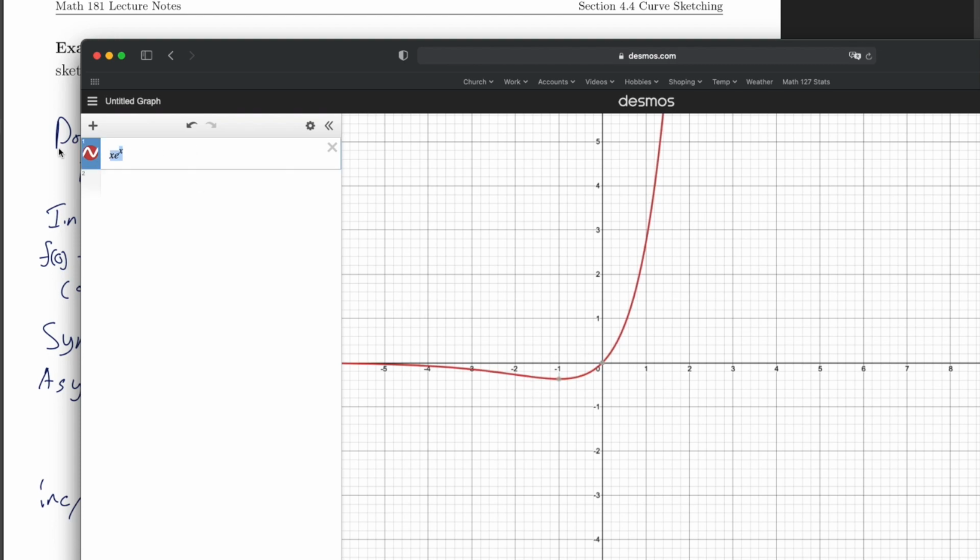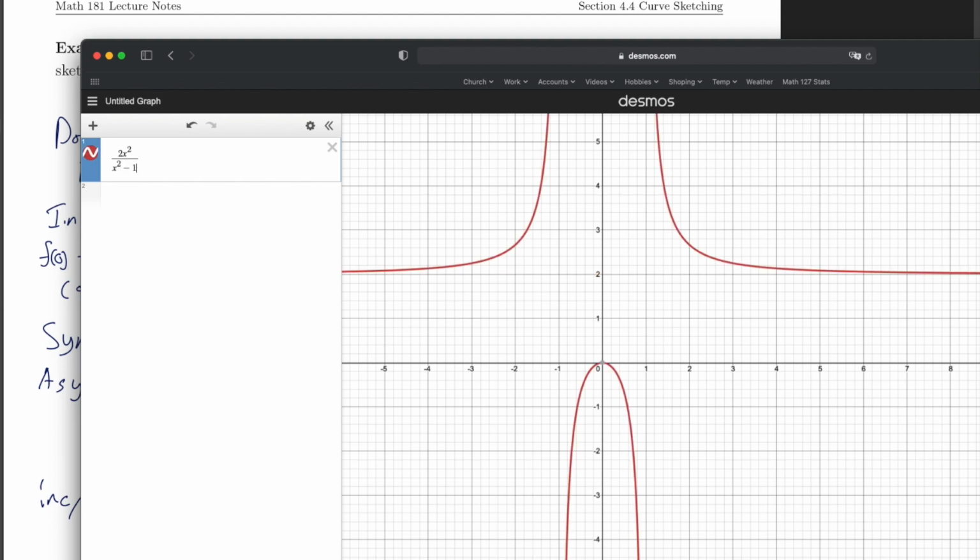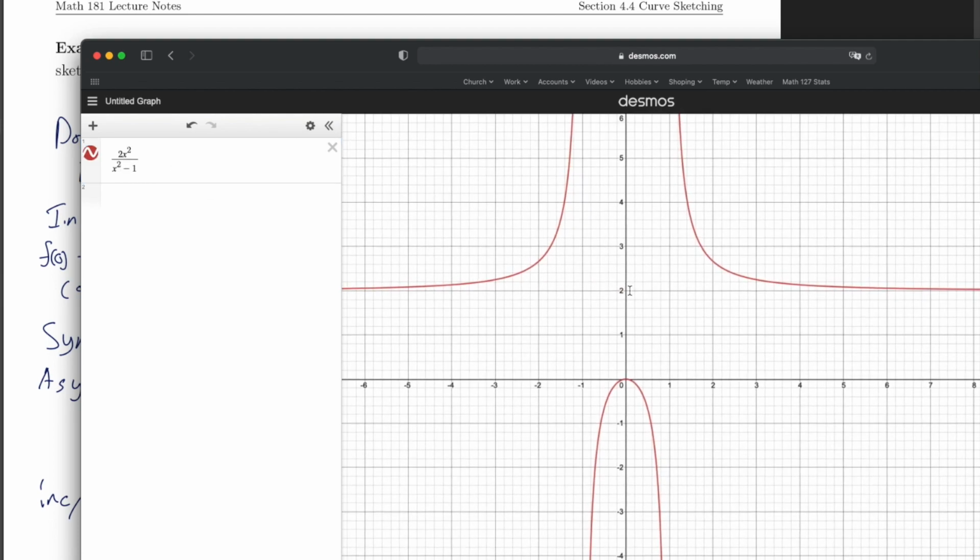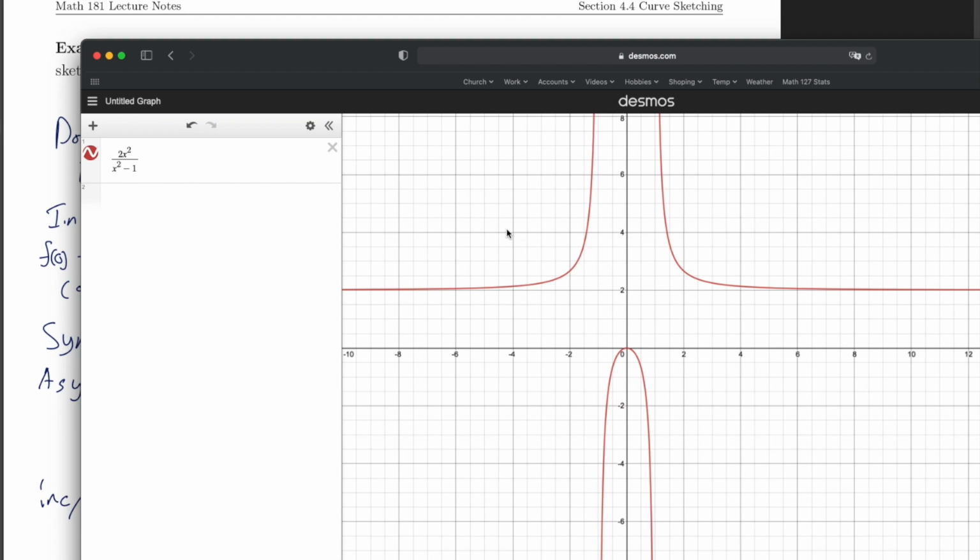All right, we'll go ahead and graph the other one because I didn't do that yet. Let's just double check that real quick. That was 2x squared divided by x squared minus 1. Okay, and notice how that looks very much like we predicted it looked like.